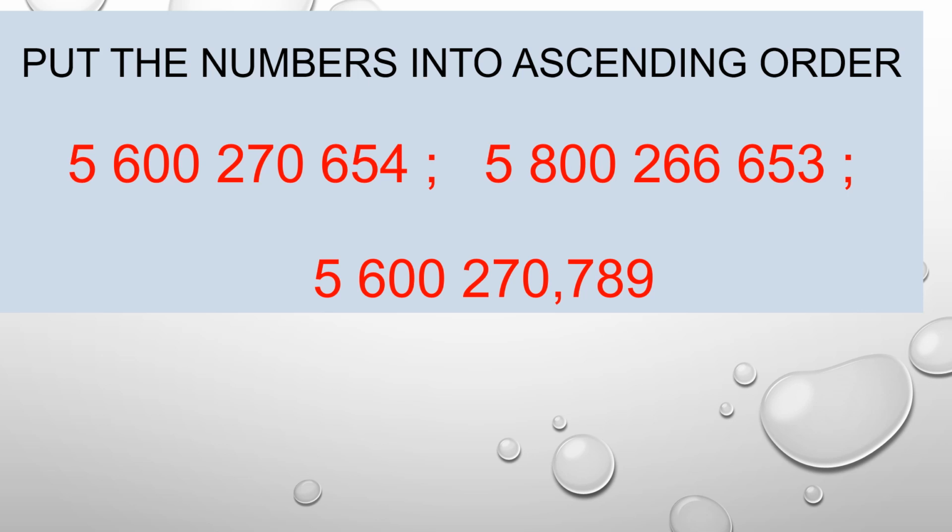Here the question is, put the numbers into ascending order. So three numbers are given to us, and as we know, ascending order is from smaller to bigger number. First of all, we will decide which is the smallest number. We can see that all are 10-digit numbers and all have the first digit the same, that is 5 billion, 5 billion and 5 billion.